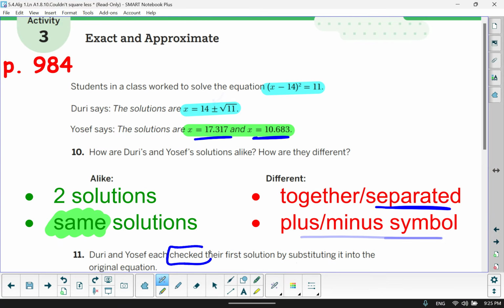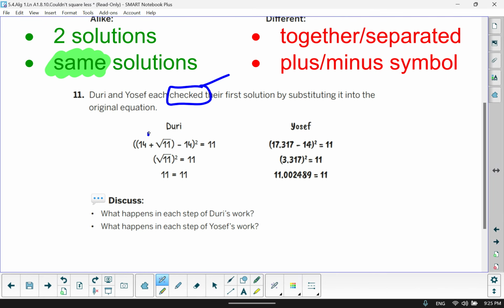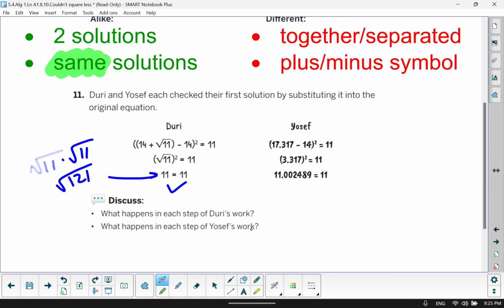Now, let's take a look at checking their solutions. They both checked their first solution. Dury substituted his in. Yosef substituted his in. First of all, we're supposed to talk about what happens in each step. So I can't help but notice that positive 14 and negative 14 cancel out. Now we take the square root of 11 times itself, which is kind of like the square root of 121, which is 11. Check.